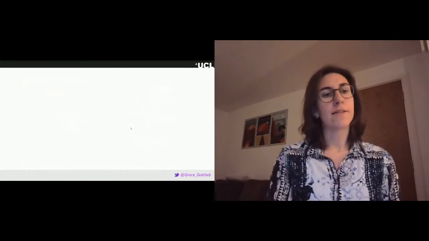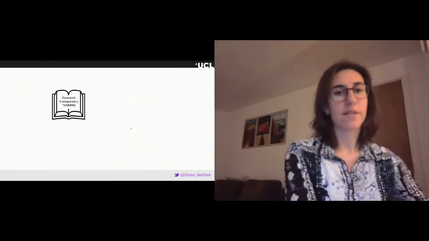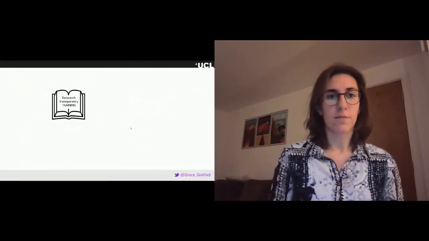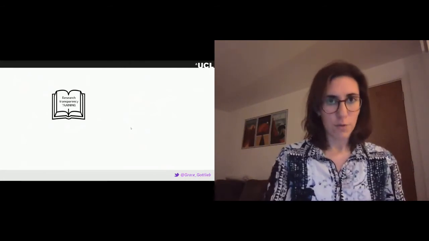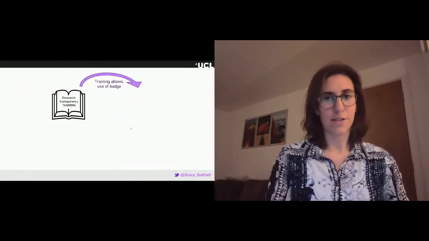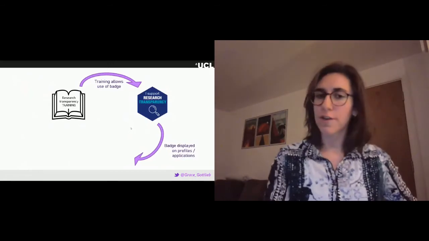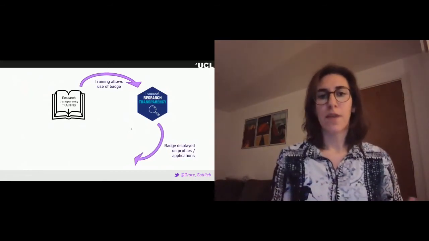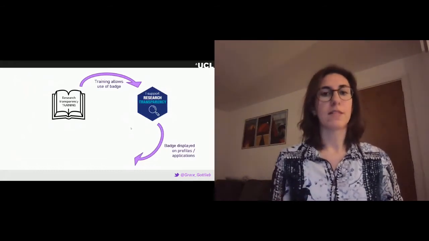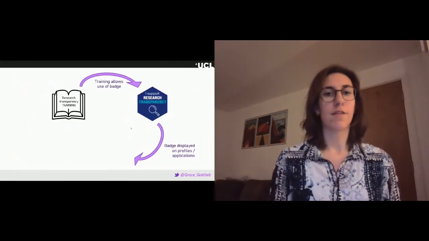So the hope really is that these two components of the initiative can work together to promote a virtuous circle. So we begin with the training course, and if people carry out the training course, that will allow them to use this badge. And then they can display it on their profiles and applications, and hopefully that will give them recognition for the fact that they've done this training course and they're committing to the principles within it. And it will also hopefully raise awareness among others.